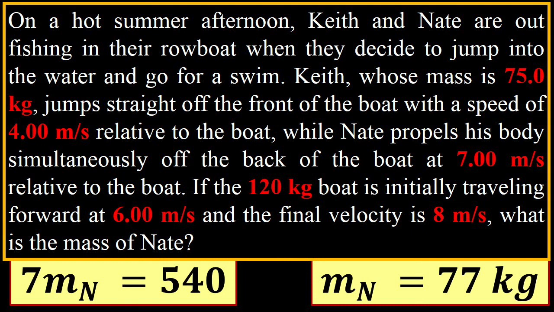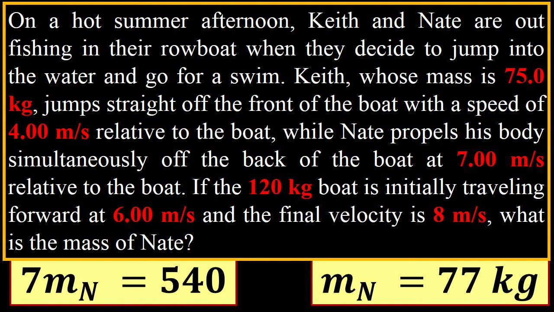Now, before the problem began, we saw that the final velocity of the boat was going to be 2 meters per second faster than its initial velocity. It was going to go from plus 6 to plus 8. Now, according to Newton's third law, action-reaction, Nate is pushing against the boat. He's jumping off the back of the boat, and the boat pushes on Nate, Nate pushes on the boat. Keith is jumping off the front of the boat. He's pushing against the boat, the boat is pushing against him.